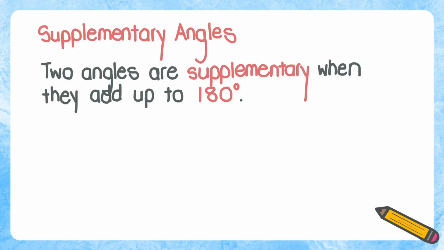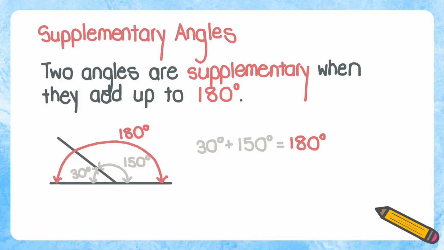Two angles are supplementary when they add up to 180 degrees. Here is an example of supplementary angles. Notice how the two angles create 180 degrees. We know this is true because 30 degrees plus 150 degrees equals 180 degrees. These two angles are supplementary angles.